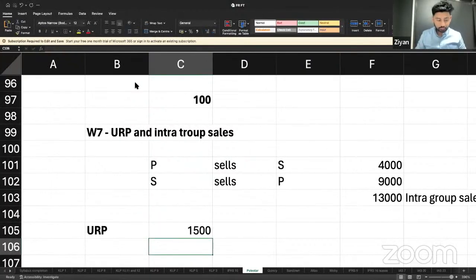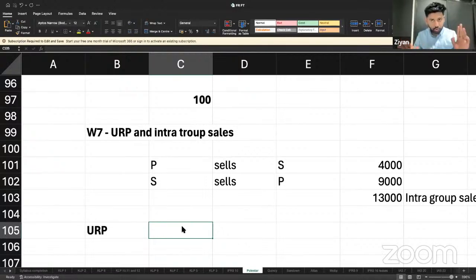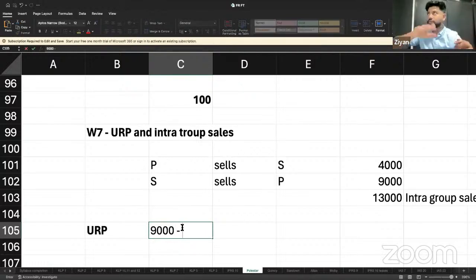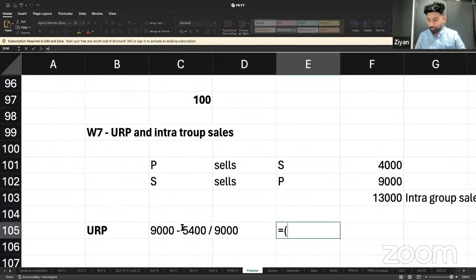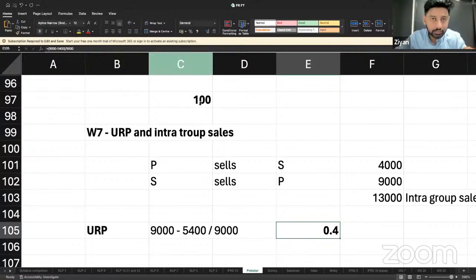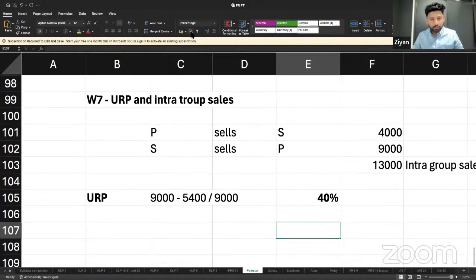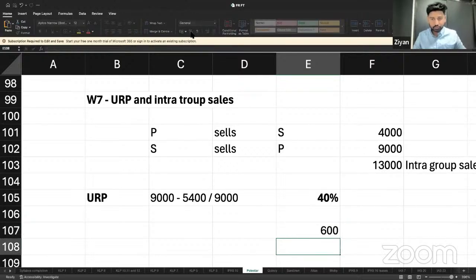Okay, now guys, look here. Very simple. In total, the total sales price is 9,000. The total cost is 4,000 plus 1,400, which is 5,400. Over the sales of 9,000. So the margin equals 9,000 minus 5,400 over 9,000. That gives you 40%. So your URP equals the remaining goods of 1,500 times 40%.